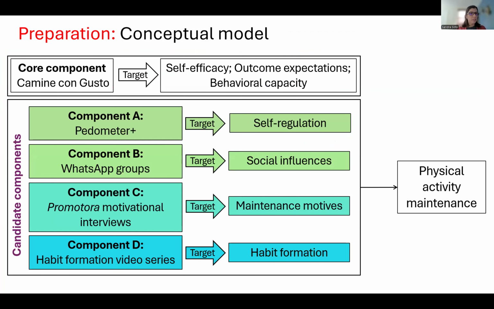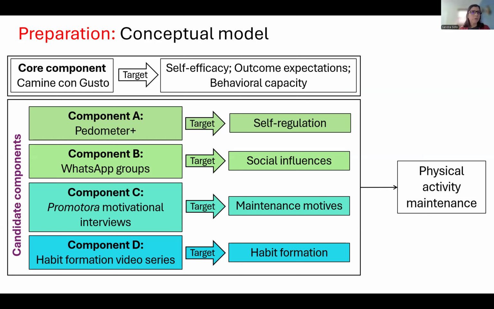So like I mentioned, this was a conversation that my team and I had, thinking about what could we add to Camino con Gusto. So again, everybody will receive the Camino con Gusto program because we don't want to replace it. We want to add to it. And this program was based on the social cognitive theory, which is why you're seeing that it targets things like self-efficacy, outcome expectations, behavioral capacity. And then we're thinking about these other candidate components and what they're targeting theoretically. What are we thinking that they're going to be doing?